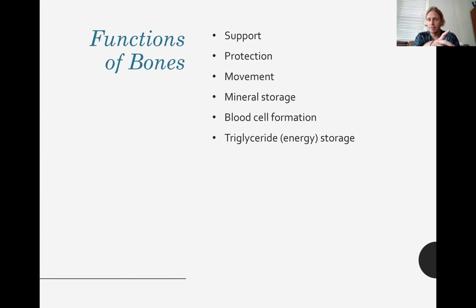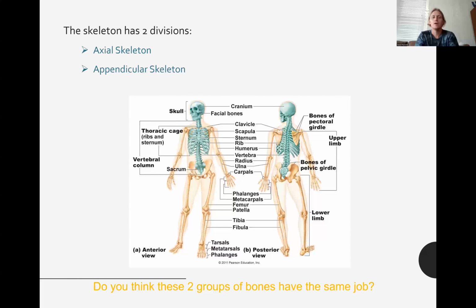And then finally, we also have yellow marrow, which is going to be a fat storage, and we're going to store triglycerides there. So we don't only store triglycerides as adipose tissue, as fat in our body. We could also store it in our bone as well, and that's really where yellow marrow comes in. It's that triglyceride storage. All right, so we need to talk about how we can categorize a lot of these bones, because remember there's 206.